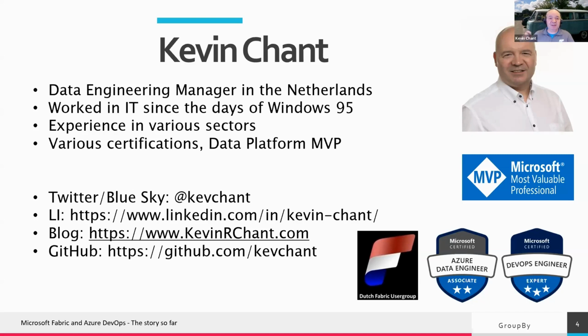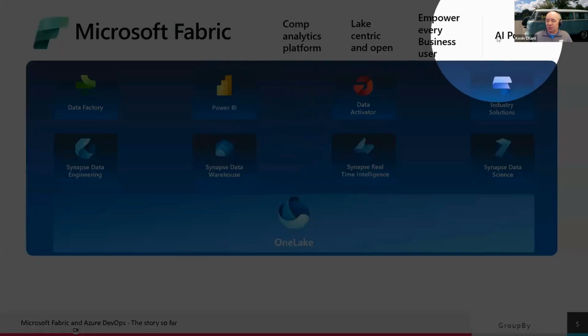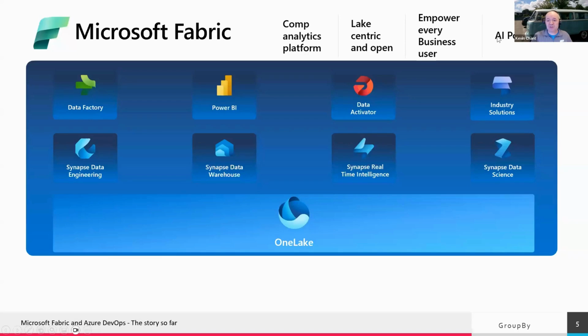Right, now that's out of the way, let's go through Fabric. So I'm sure by now, the majority of you have seen a variation of this diagram before, which represents the Microsoft Fabric architecture. At the top of the screen, you have the 4 pillars which Microsoft Fabric is based on. So basically, it's a comprehensive analytics platform. So you go to one website and everything's available at your fingertips. It's lake-centric and open because you can store all of your files and all of your nicely curated Delta tables in a unified storage solution.